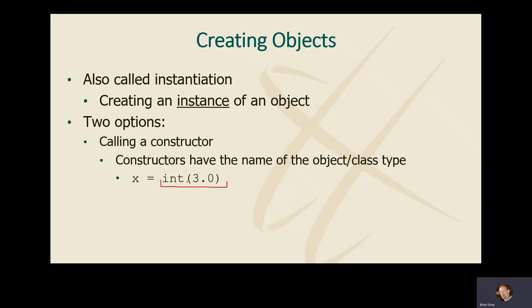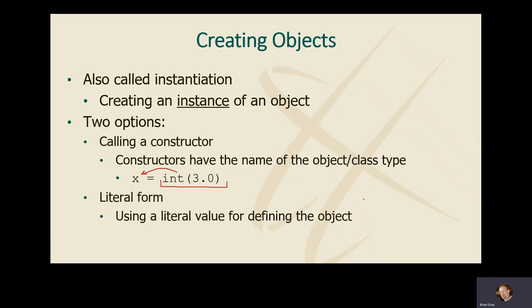And this will go in and it will call a specific method, and we'll see how that works in the future. It will call a specific method inside the int class, and then when it's done, it will return a reference to memory where that object has been created, and it will put that reference in x. And now x contains the memory address for this object.